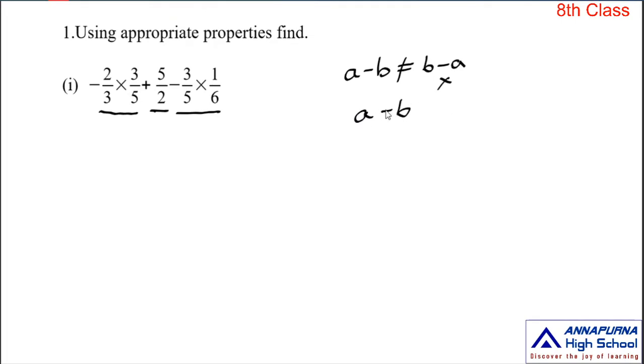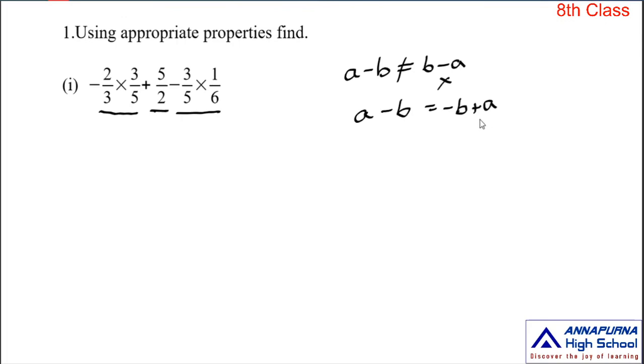So in case you interchange the terms along with the sign, a minus b, what do you observe? It is equal to minus b plus a. Here the sign of b is minus, the sign of a is plus. So when you interchange the terms along with the sign, a minus b is equal to minus b plus a.